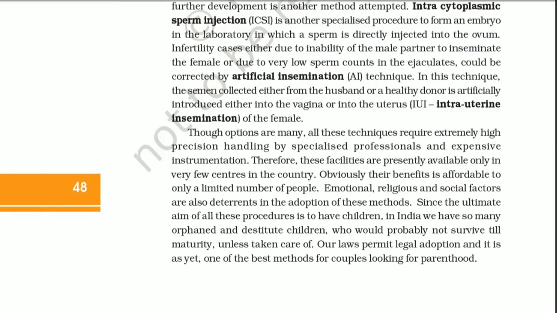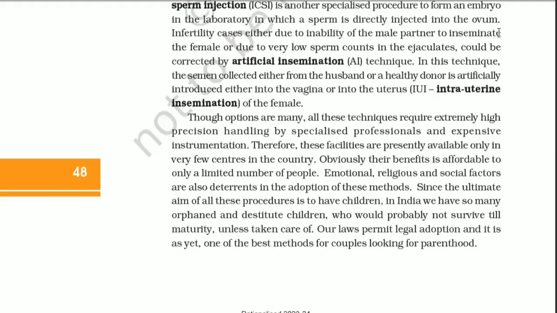Since the ultimate aim of all these procedures is to have children, in India we have so many orphaned and destitute children who would probably not survive till maturity unless taken care of. Our laws permit legal adoption, and it is as yet one of the best methods for couples looking for parenthood. With this, we are done with the reading of reproductive health.